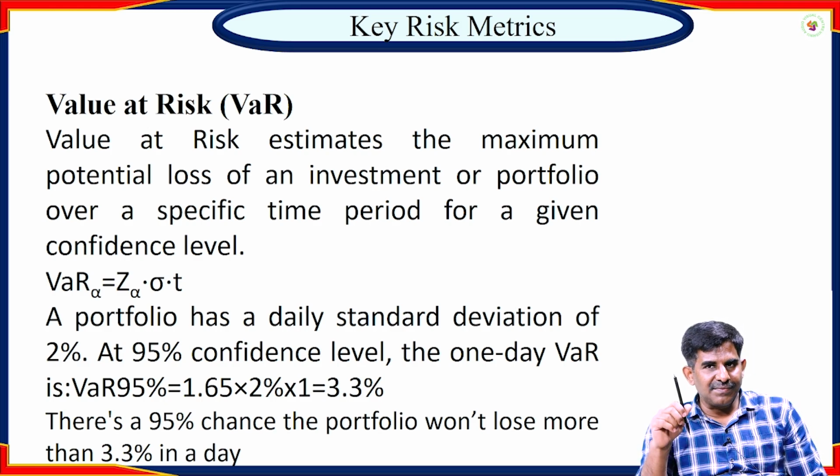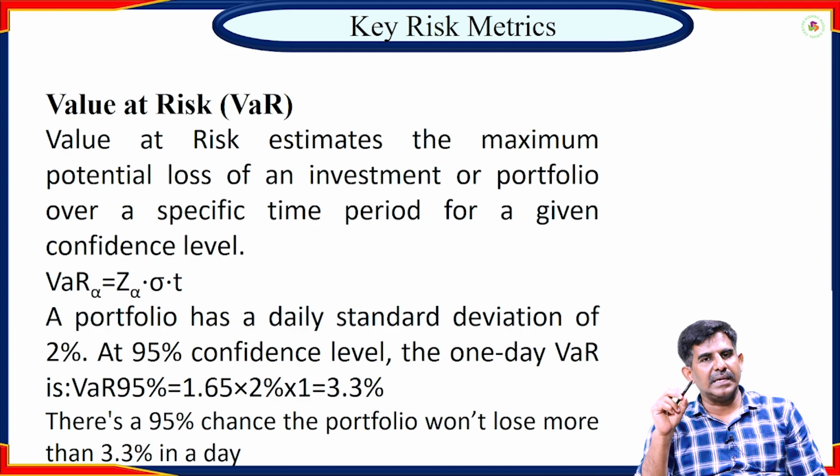I am calculating it for 1 day. That's the reason we say T value is 1. If we calculate it for 30 days, T value will be 30. If we calculate it for 15 days, T value will be 15. And the value which I have got is 3.3%.